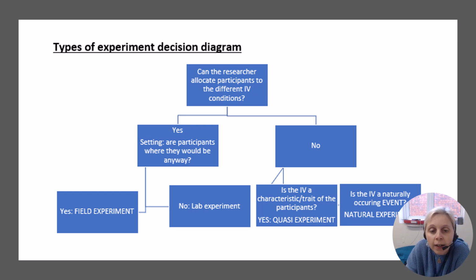On the other hand, if you can manipulate the independent variable, then the difference between field experiment and lab experiment is to do with the setting. Now, it's not in a field or outdoors that we see a field experiment happen. It's anywhere where the participants would be anyway. So if I carry out a study in a classroom where students would have a lesson anyway, that's a field experiment. But if I ask a group of teachers to come to a certain classroom to do a memory test, then it's a lab experiment, because they wouldn't have been there anyway.